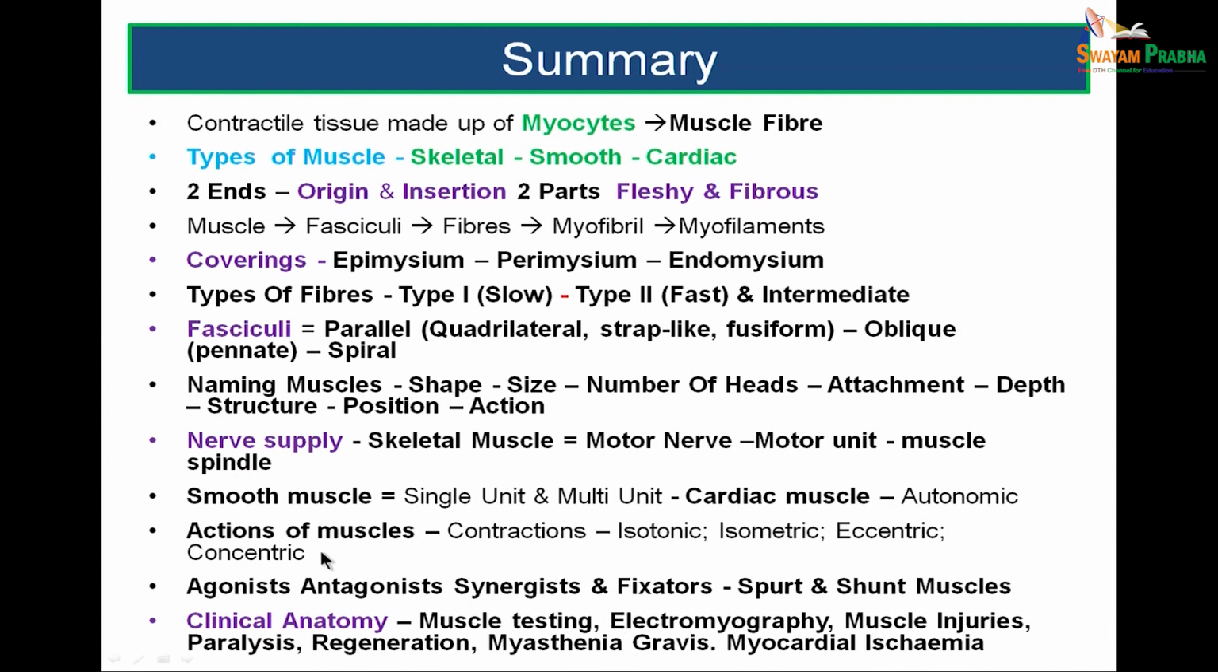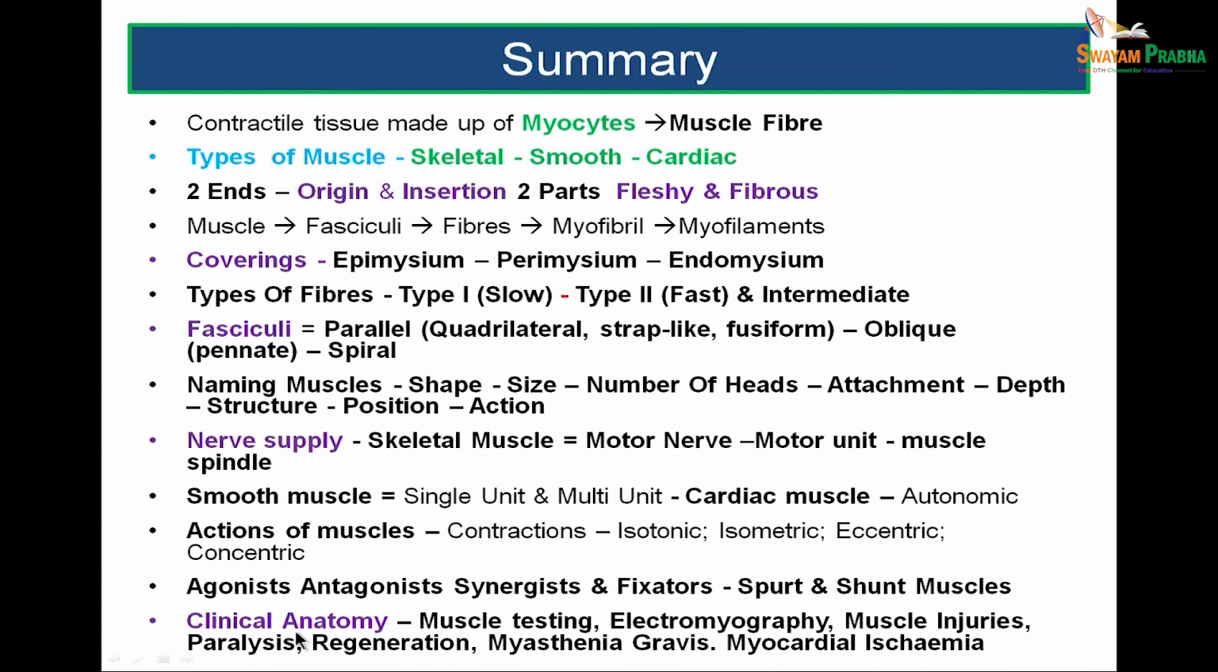When we studied actions of muscles, we studied types of contraction: isotonic, isometric, eccentric and concentric. We also talked about agonist muscles, antagonist muscles, synergists and fixators. We also had a small topic on spurt and shunt muscles and how they act on the same joint.